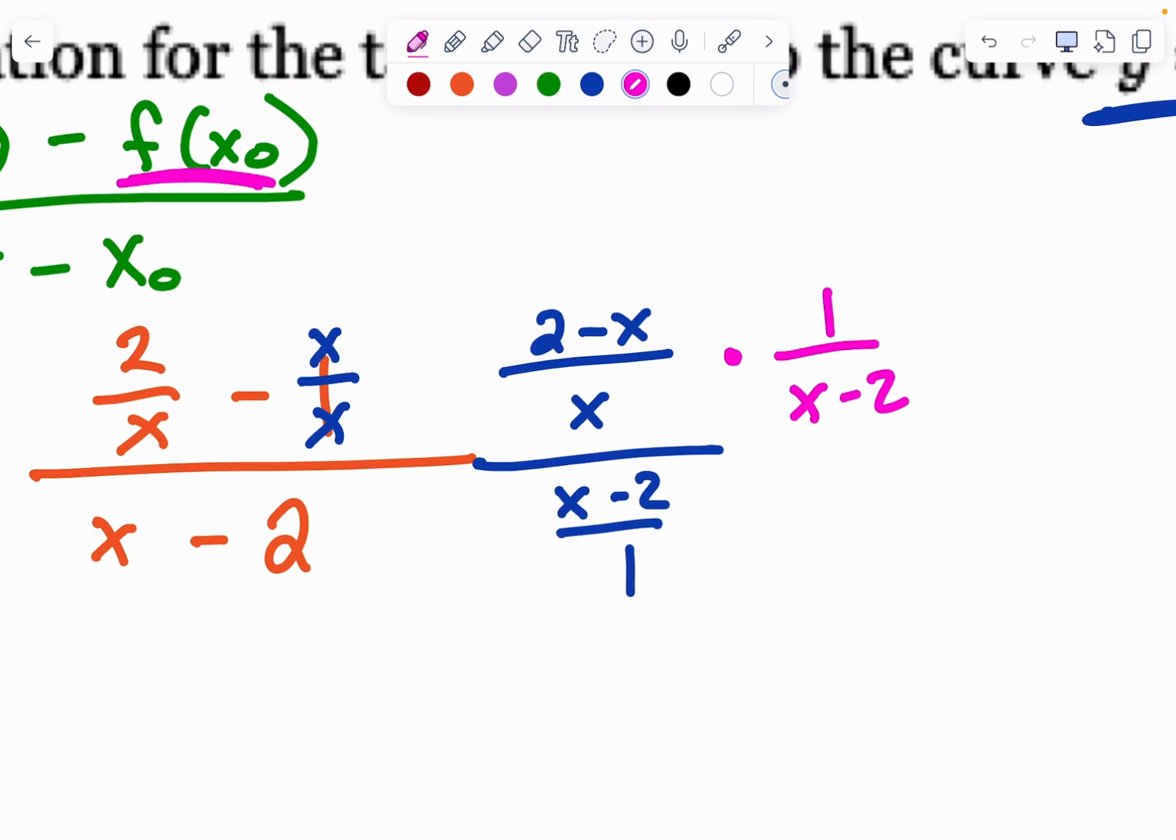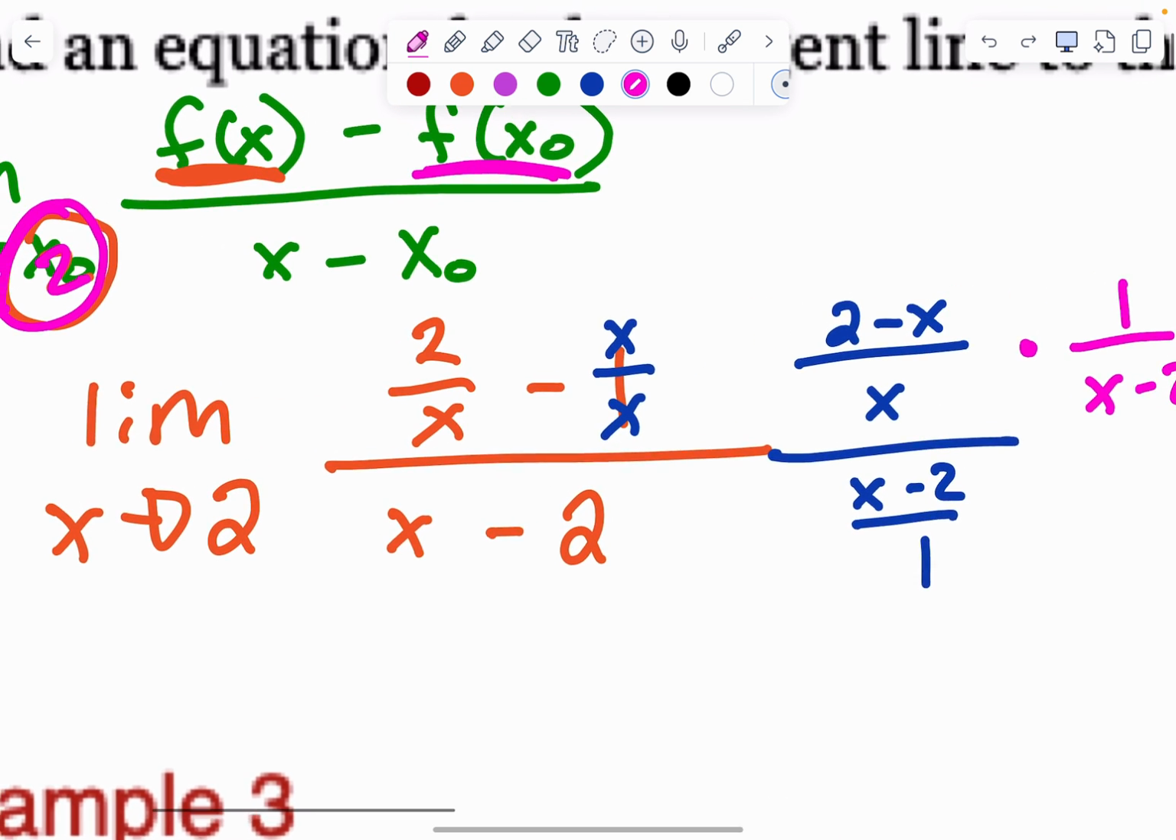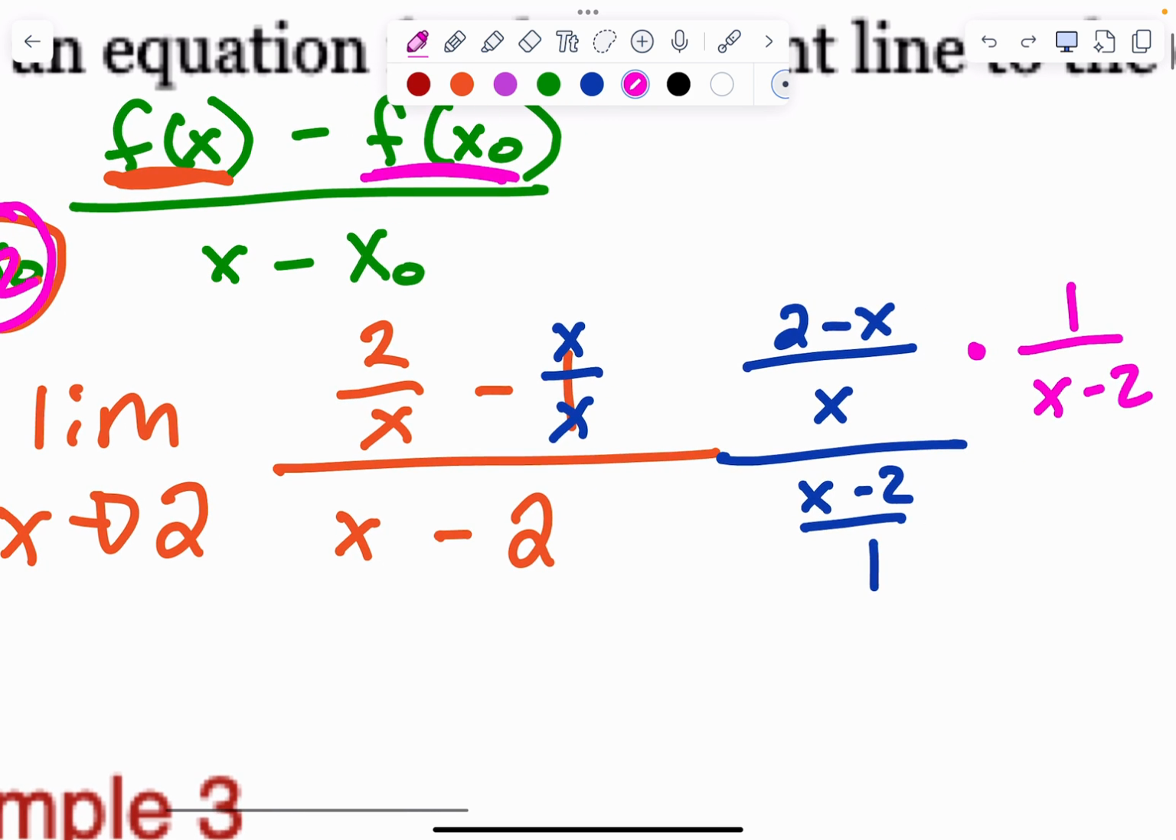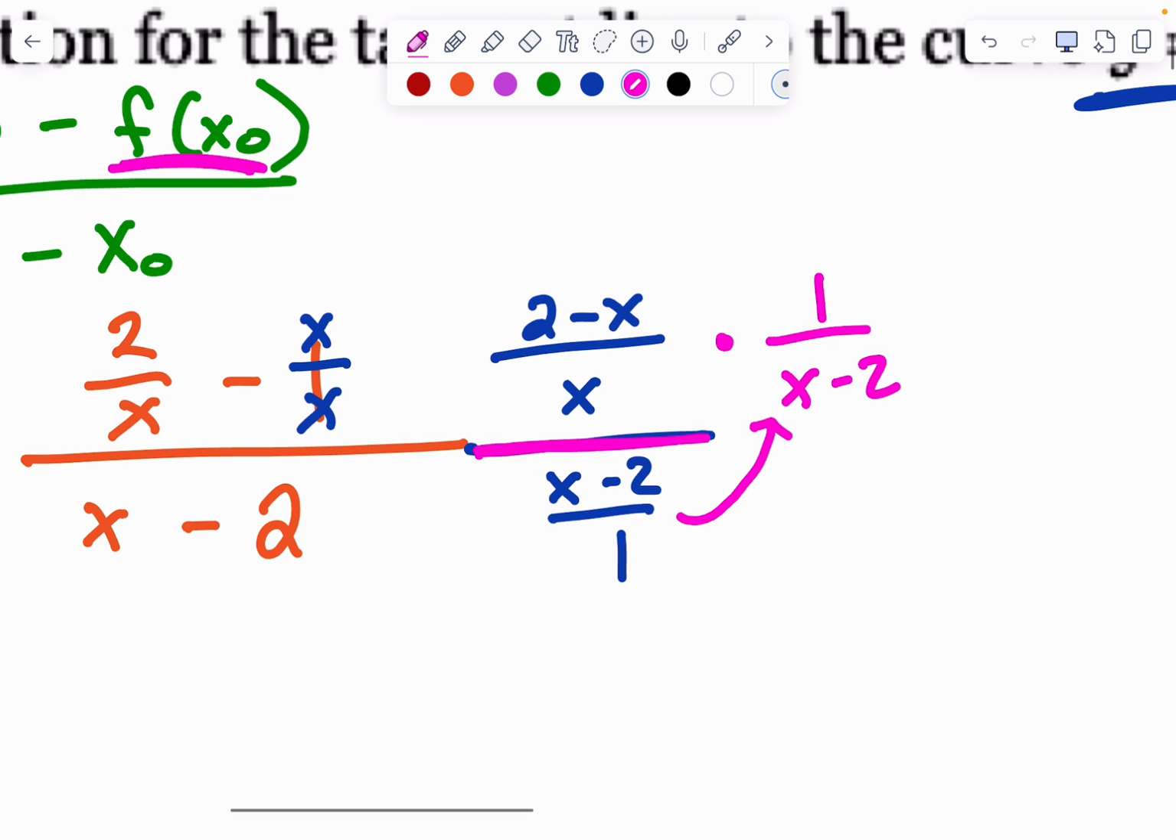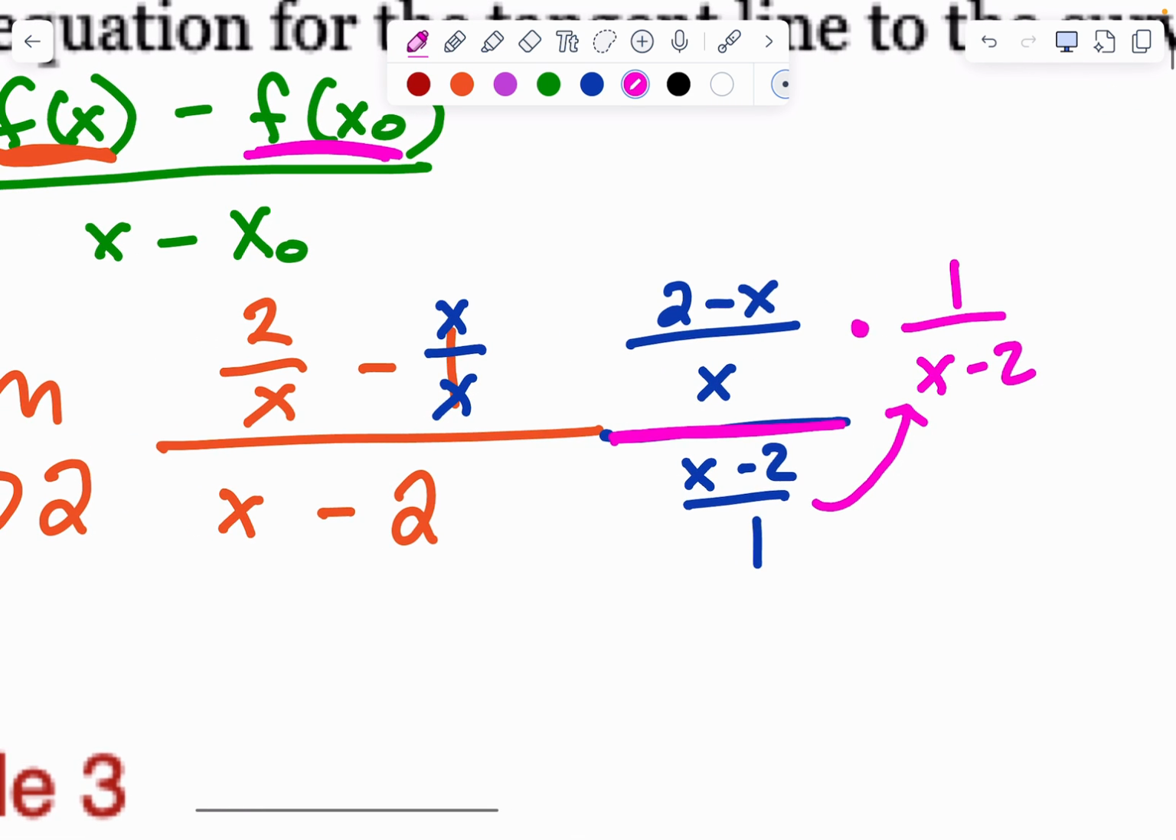Now we have a problem. I really want to cancel this and this out, but I can't. Why is it 1 over x minus 2 and not x minus 2 over 1? We're multiplying by the reciprocal, instead of dividing by a fraction. Why did we do the x over x in the first place? I want a common denominator so I can put them together and write them under one roof. That's why I did that.